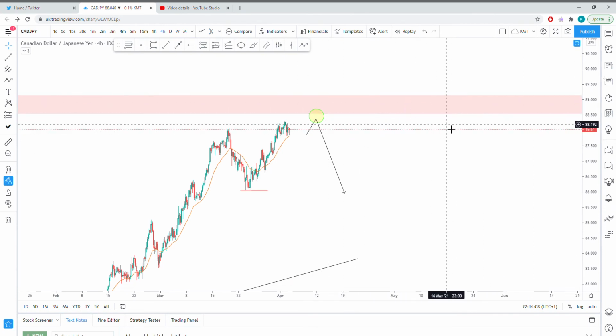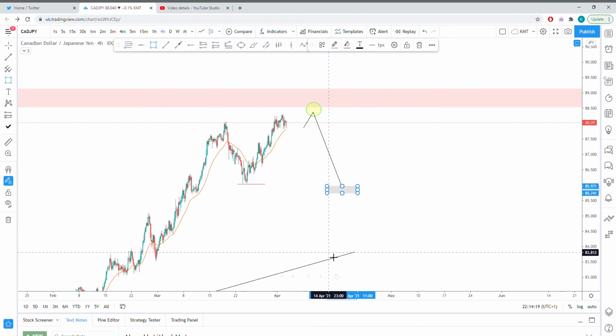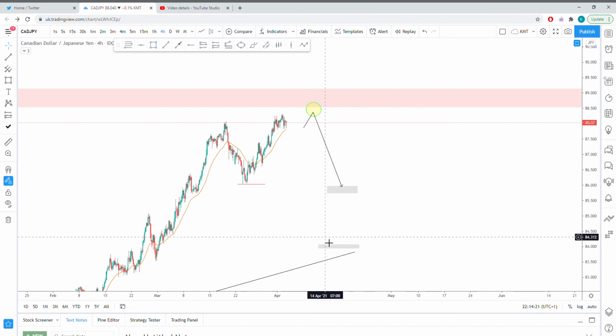It's not exactly definite that you should trade off that level, so that's just a bit of a clarification level. What we could be looking to target is 86 flat or 84, so somewhere that we can be looking to target.